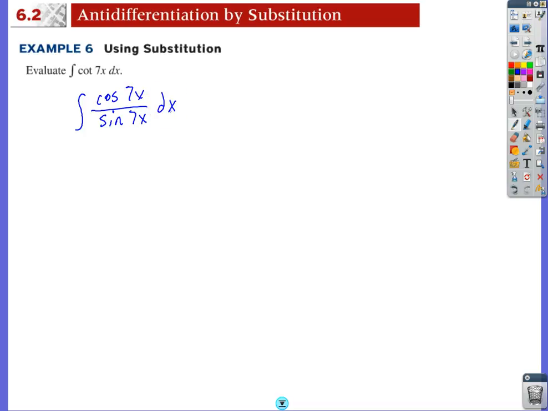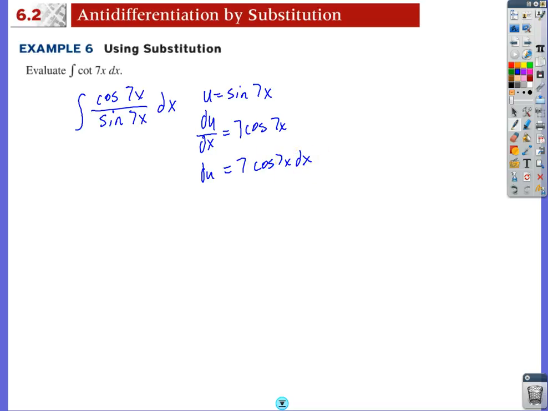And again, with practice, you're trying to think, well, what should u be? Well, what if I choose u to be sine of 7x? And du dx is equal to, well, the derivative of sine of 7x. Oh, this looks like a chain rule problem. So it's going to be cosine of 7x times the derivative of the inside, 7. All right, now I'm going to solve for du. So when I do that, du is equal to 7 cosine of 7x dx.